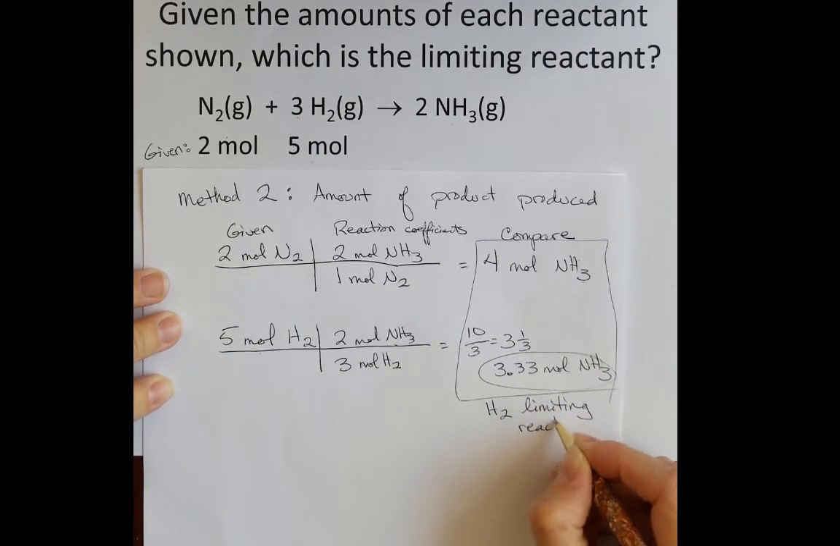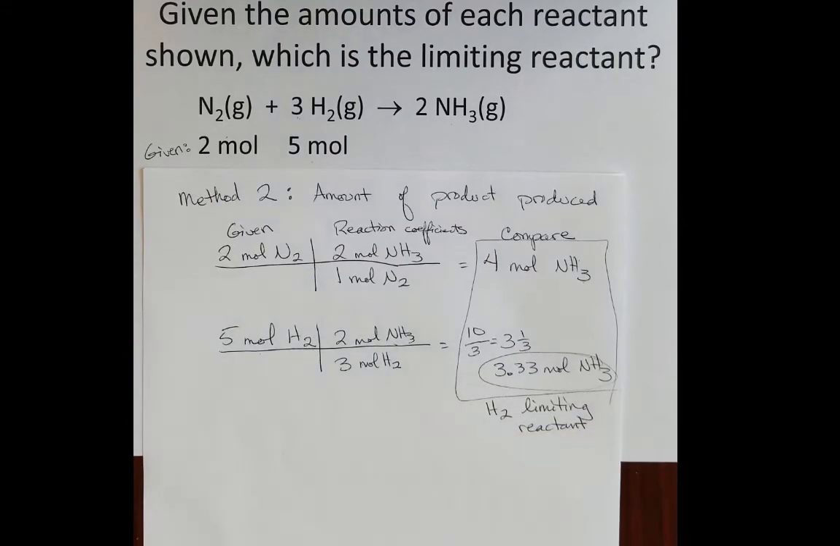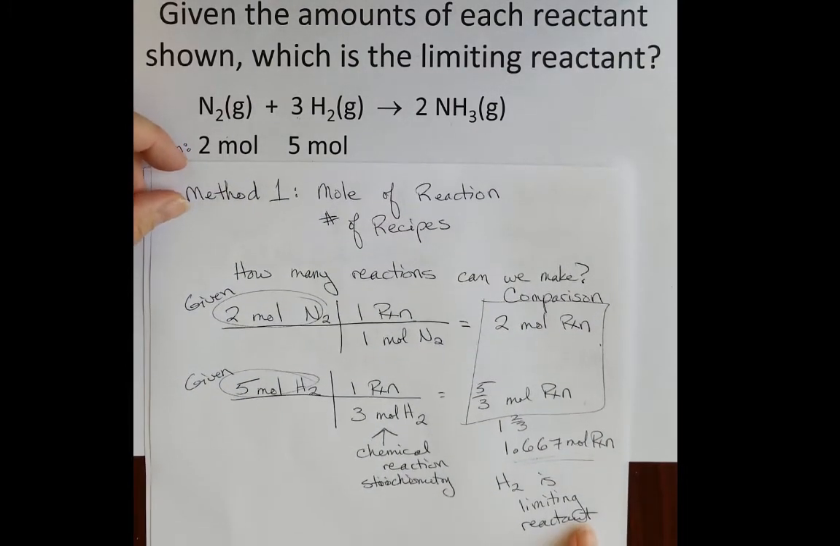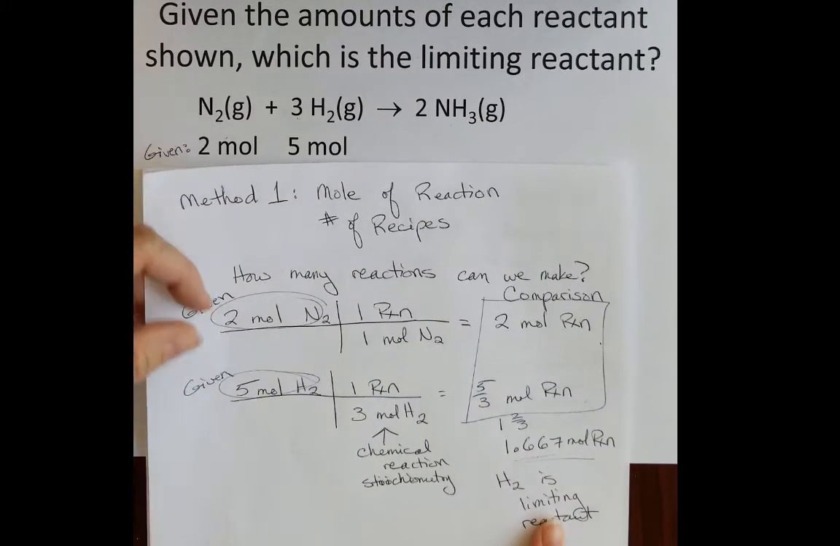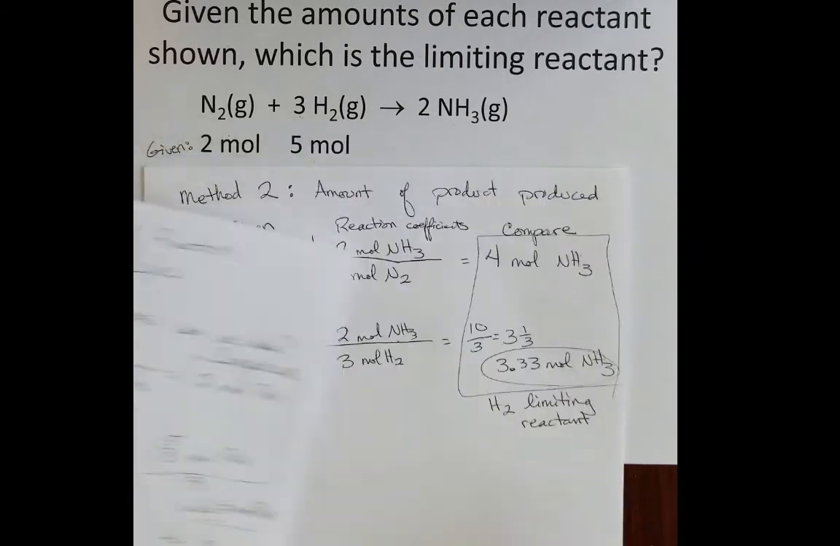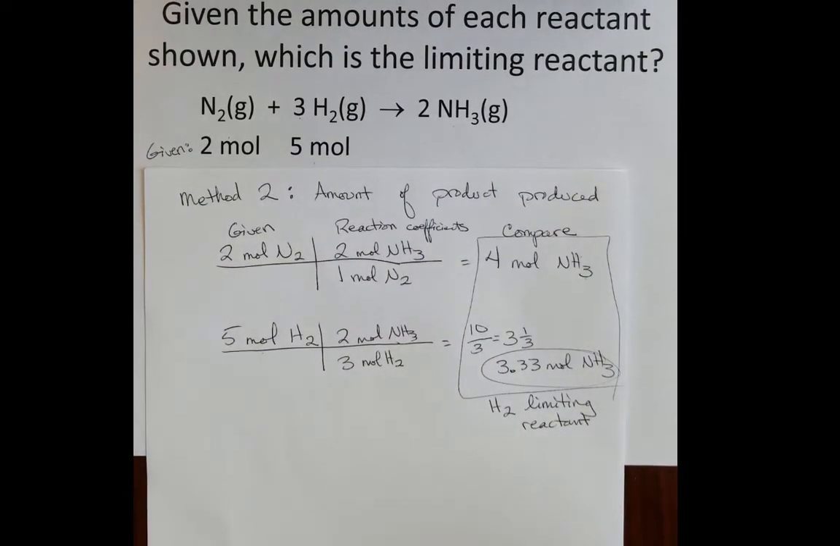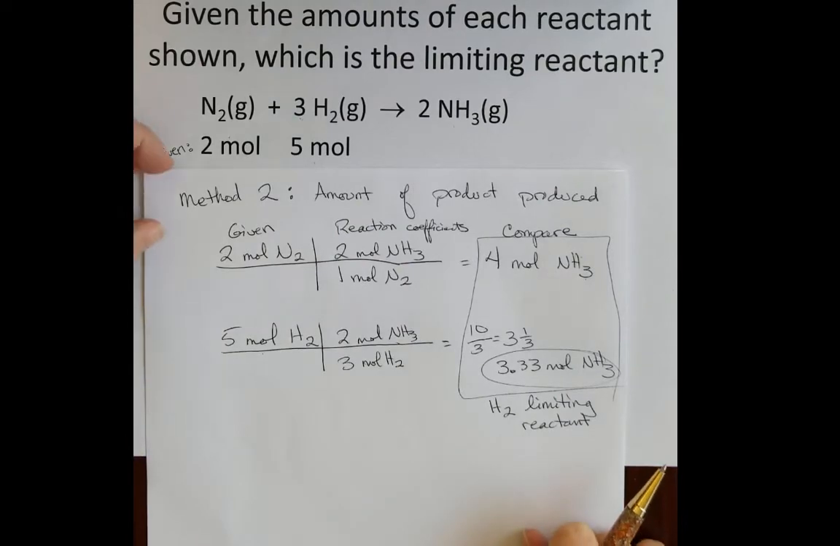And what you should notice is that this is an identical answer to what we had before. In the first method, we figured out that hydrogen is limiting, and we're using the same numbers in a different method, and we still have hydrogen being limiting. So everything's turning out just as it should.